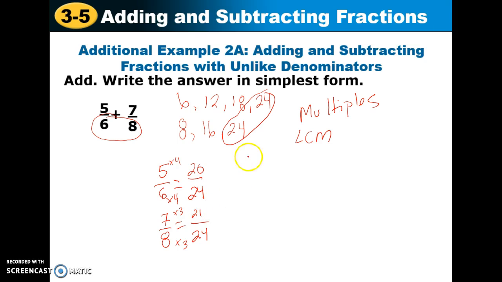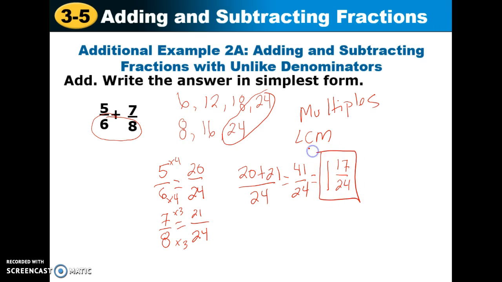So now that they have a common denominator, I can rewrite my problem: 20 plus 21 over the common denominator of 24. I add them together, I get 41 over 24. And unfortunately or fortunately, I have to simplify. Well, I ask myself, how many times is 24 going into 41? I know it's once. And then I subtract. I have 17 left over, and I keep the denominator the same. So 1 and 17/24 is 5/6 plus 7/8.